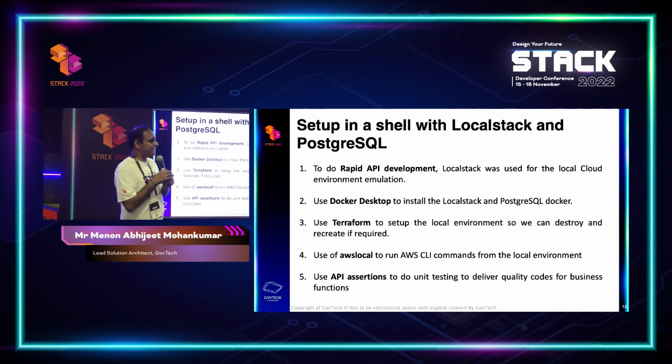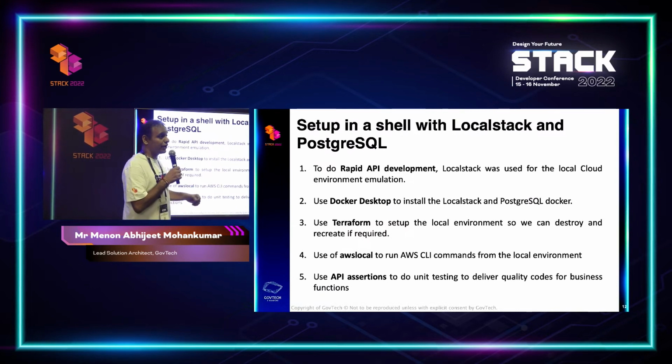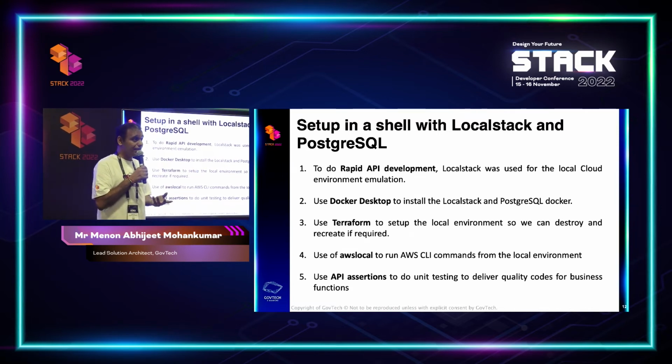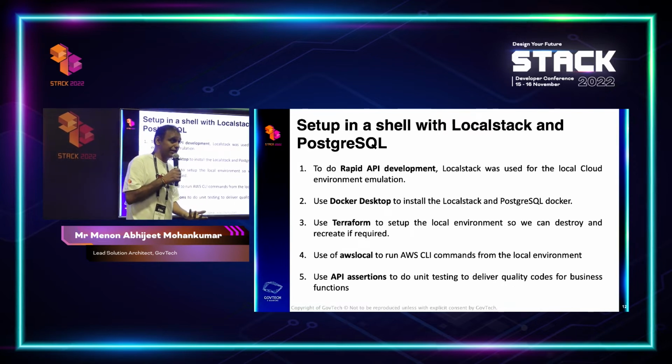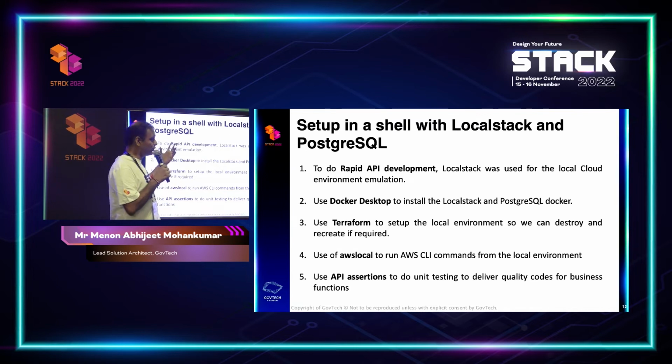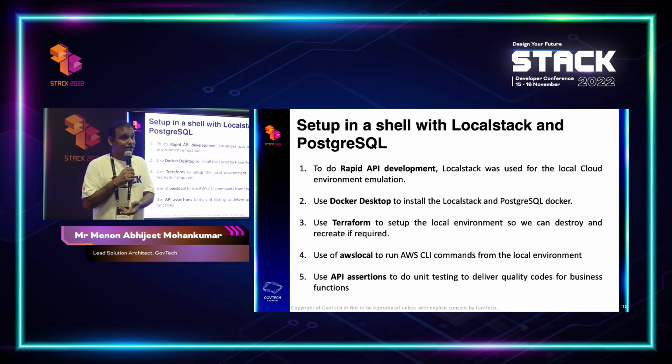So what we did is a very simple aspect. This is for rapid API deployment or development. We used something called localstack. This is one of the tools; it's not the only tool available in the market. There are many other tools available, and some of them are open source. We used Docker Desktop to deploy localstack as well as the Postgres SQL.